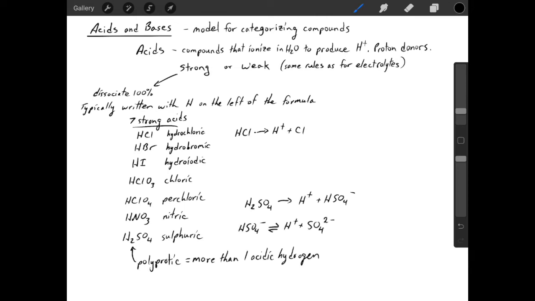Polyprotic acids have multiple dissociations, and the first one is always strongest, and then every subsequent dissociation gets weaker and weaker, and fewer of those compounds are likely to split up into the ions. And that can lead us into our discussion of weak acids.